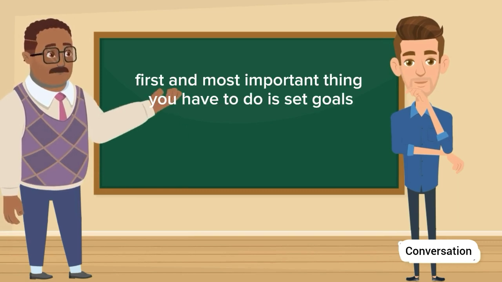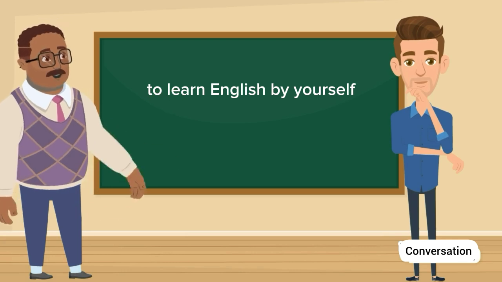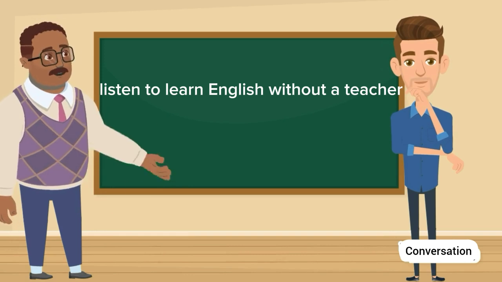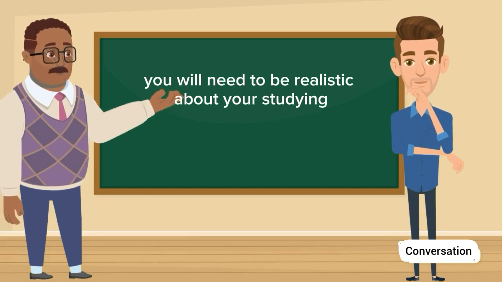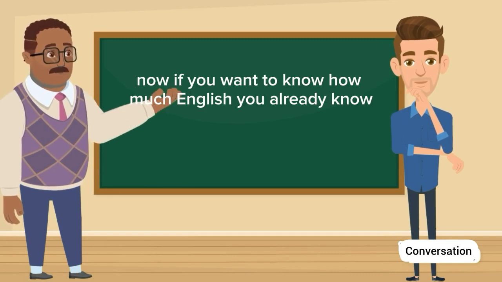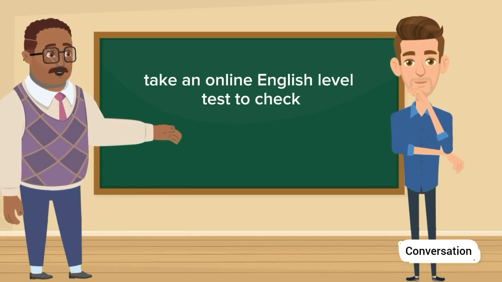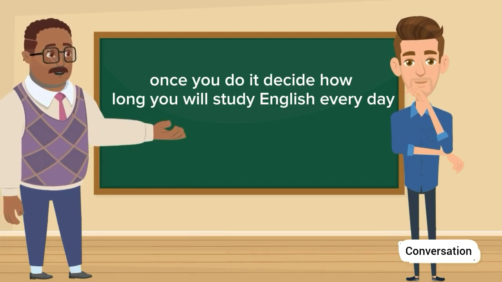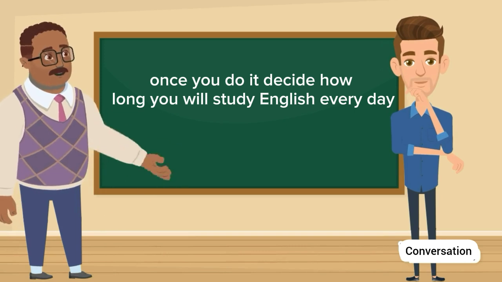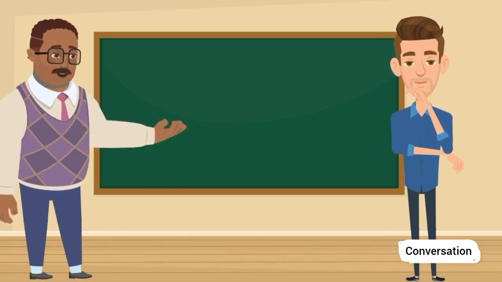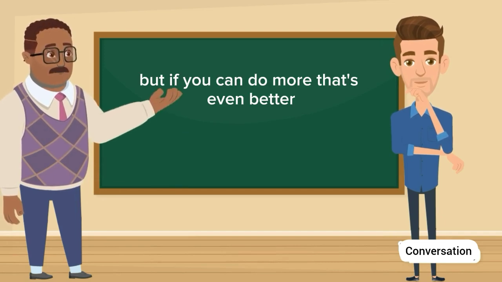First and most important thing you have to do is set goals to learn English by yourself. Listen, to learn English without a teacher, you will need to be realistic about your studying. Now, if you want to know how much English you already know, take an online English level test to check. Once you do it, decide how long you will study English every day. 30 minutes is good. But if you can do more, that's even better.